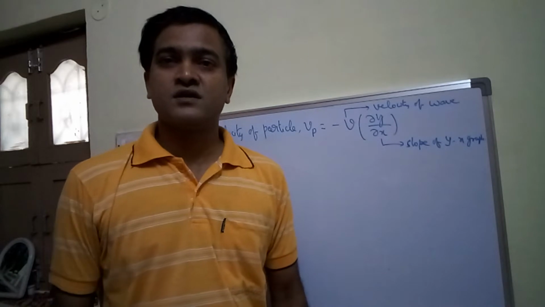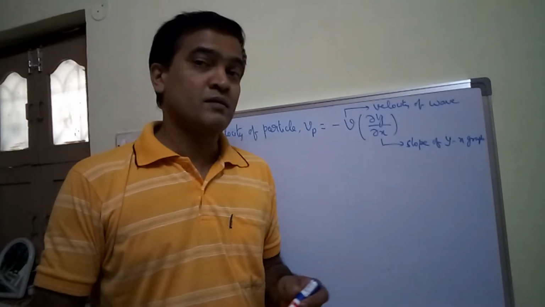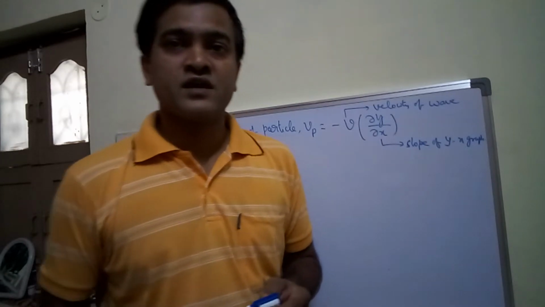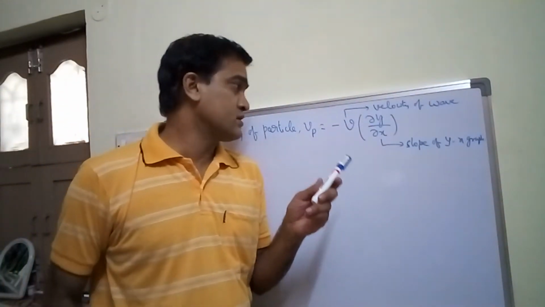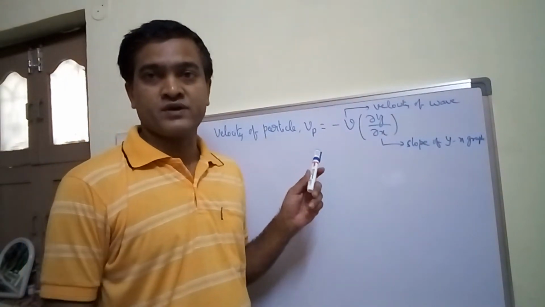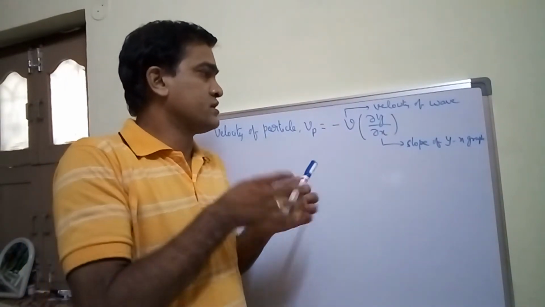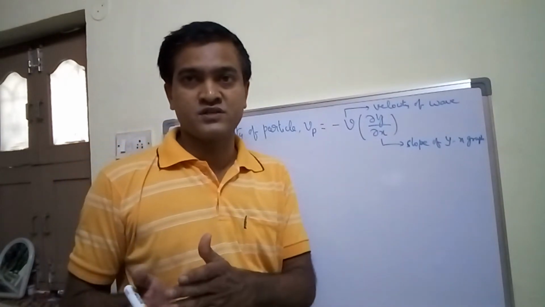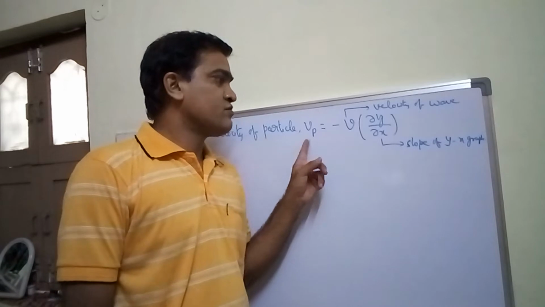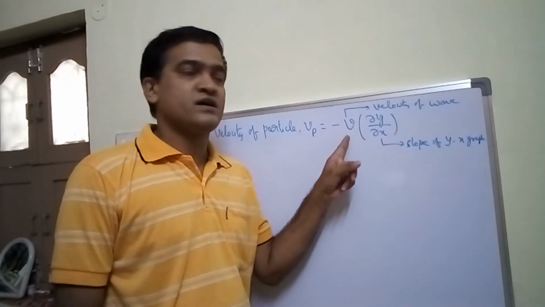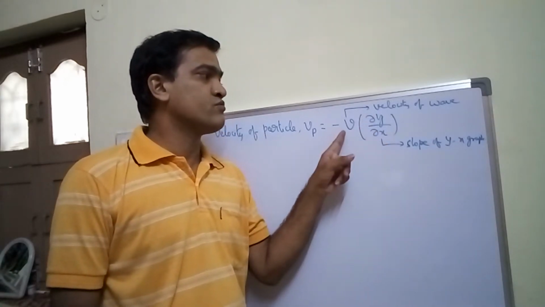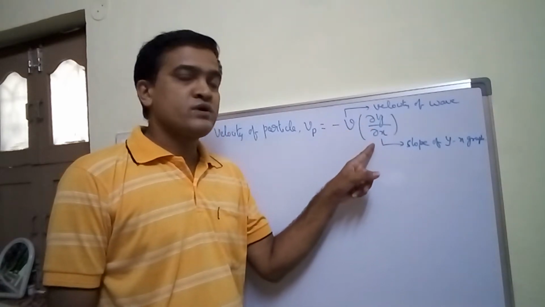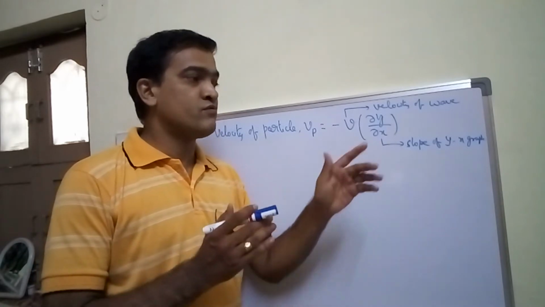In this session, I'll try to complete the previous session's part. In the previous session, if you remember, this was the formula we derived. We found the relation between the velocity of particle and velocity of wave: velocity of particle is equal to minus v times dou y by dou x, where v is velocity of wave and dou y by dou x is nothing but the slope of the y-x graph.